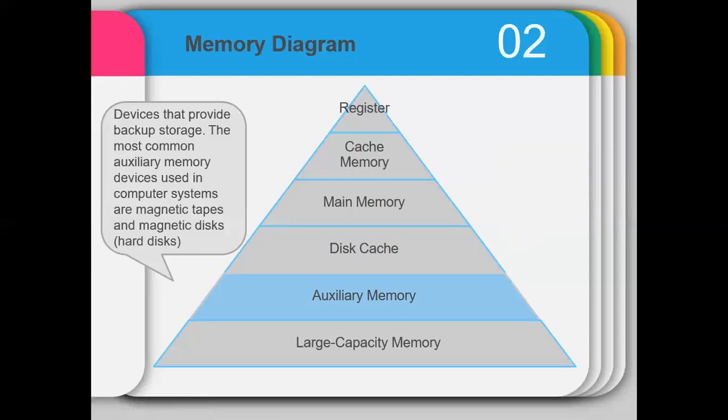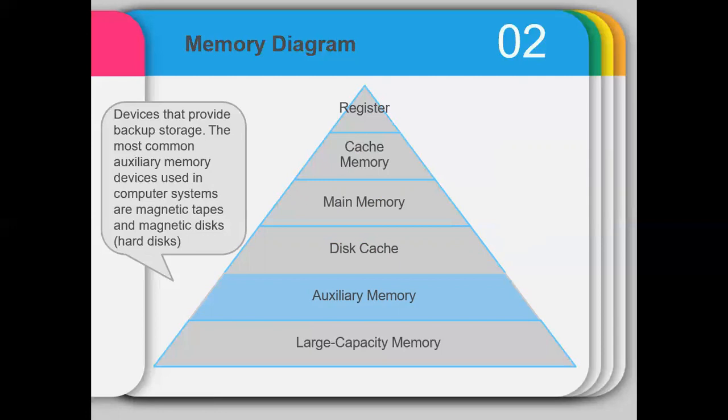The most common auxiliary memory devices used in computer systems are magnetic tapes and magnetic disk, that is hard disk. As we know, magnetic tape has a larger capacity, and it contains a read and write head and magnetic platters, which store information permanently. Nowadays, hard disks come in 1 terabyte, 2 terabyte, 4 terabyte, 8 terabytes. The new technology is SSD, that is solid state drive, which is faster when compared to your hard drive.